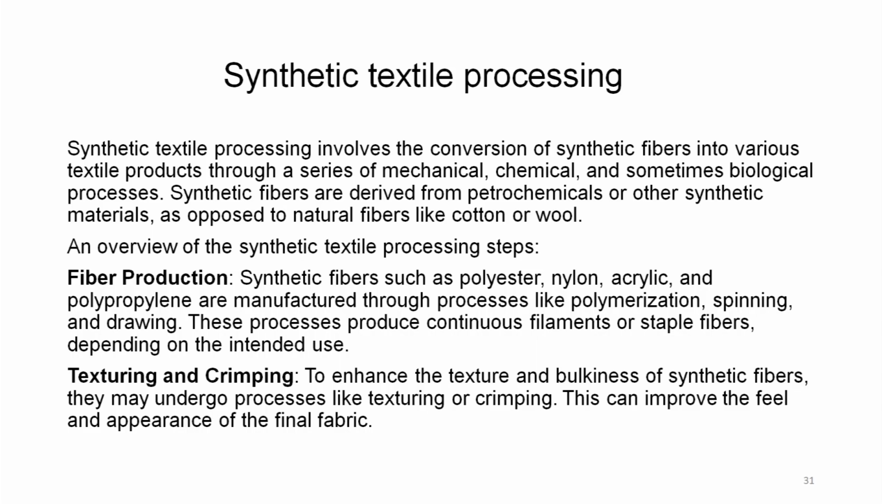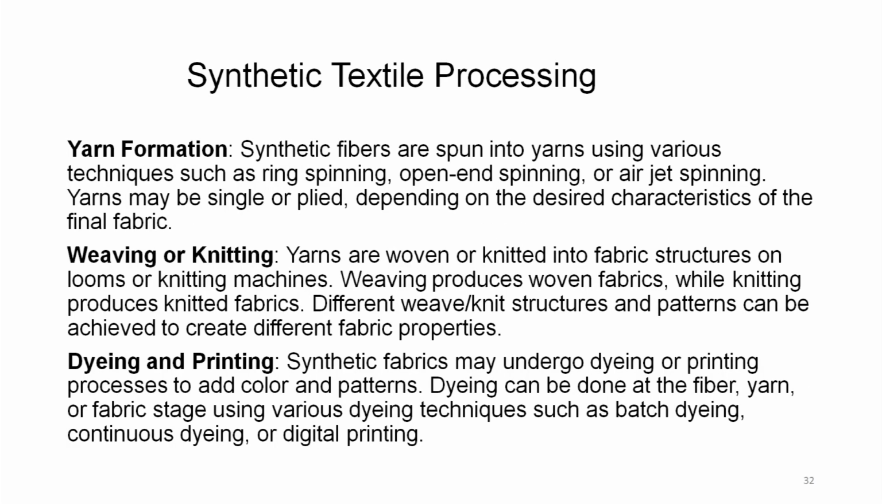Texturing and crimping. To enhance the texture and bulkiness of the synthetic fibers, they may undergo processes like texturing and crimping. This can improve the feel and appearance of the final fabric. Synthetic textile processes require yarn formation. So, synthetic fibers are spun into yarns using various techniques such as ring spinning, open end spinning or air jet spinning. Yarns may be single or plied depending on the desired characteristics of the final fabric.